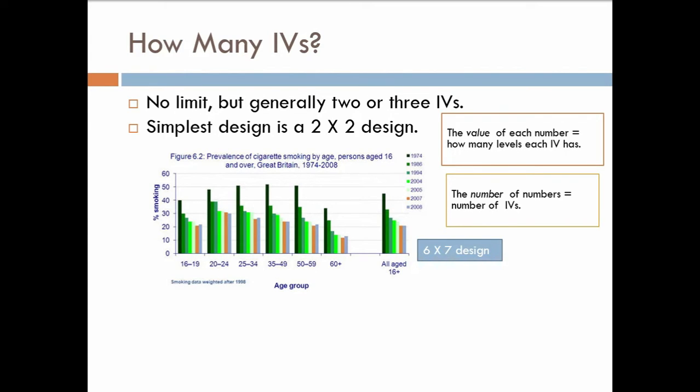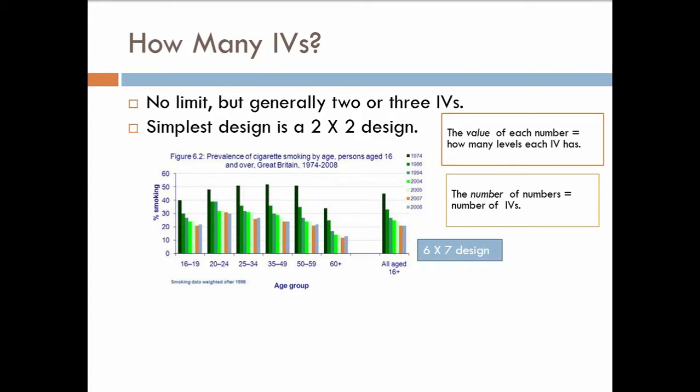Just to sort of break away from these 2's to help underscore what I mean, the value of each number indicates how many levels, and the number of numbers indicates how many variables. Here we have a 6 by 7 design.